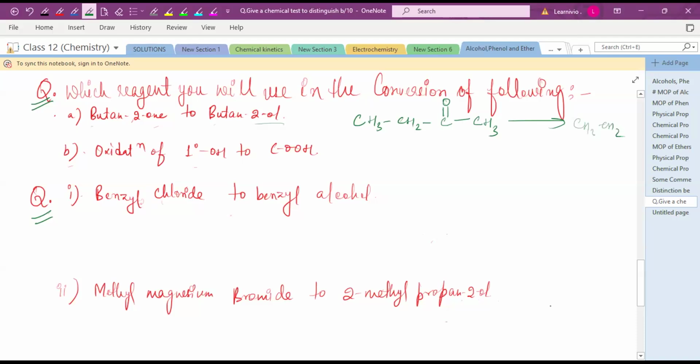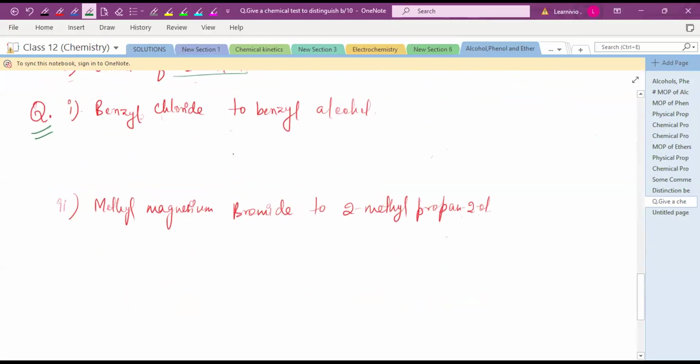Do the second. Second again is easy. KMnO4. Very good. So oxidation of primary alcohol to carboxylic acid. So you can use KMnO4. Okay, now do this conversion really quickly. Benzyl chloride to benzyl alcohol, and then methyl magnesium bromide to 2-methyl propane 2-ol.